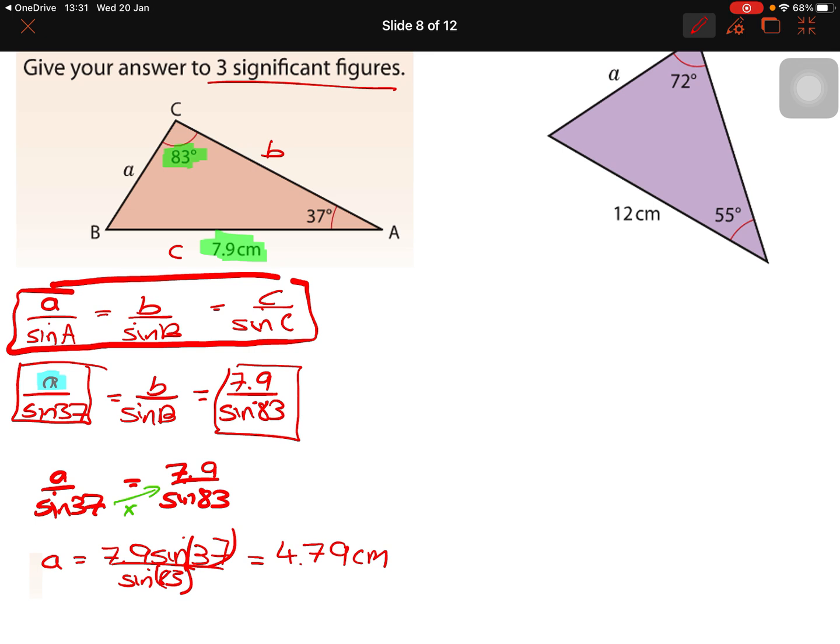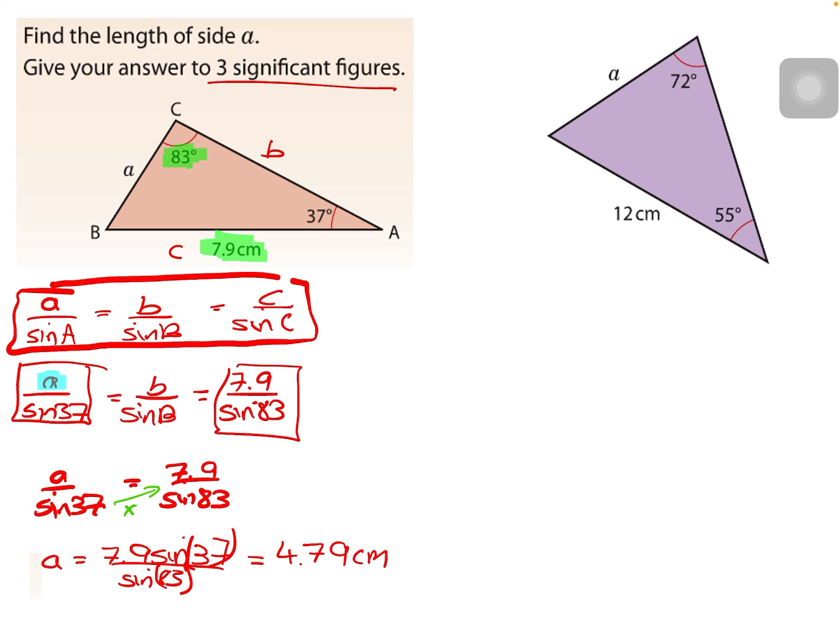So, we'll try the next one. Label everything up. Well, if I've got a little a there, then opposite's going to be a. Doesn't matter how I label the other ones up, so if I do BC, B goes opposite, C goes opposite. I'm going to write my formula out, so it's a over sine A equals B over sine B equals C over sine C. I'm going to fill in all the bits I know.